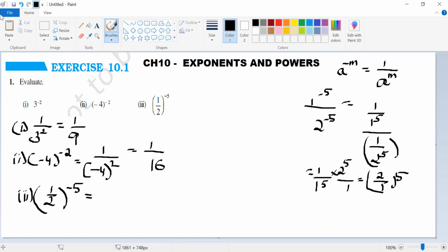So what I have to do, when a fraction comes with negative exponents, I have to write the reciprocal of that fraction. So 1 by 2 will become 2 by 1 to the power 5, which is equal to 2 raised to 5 by 1 raised to 5. That is equal to, 2 raised to 5 is 32, 1 raised to 5 is 1 only. So the answer will become 32.